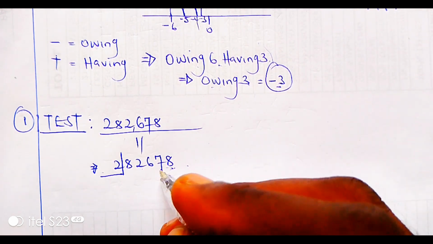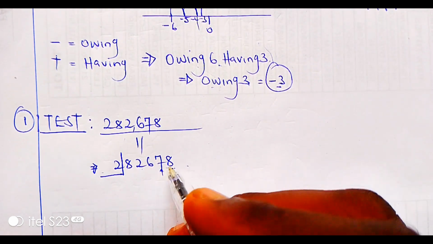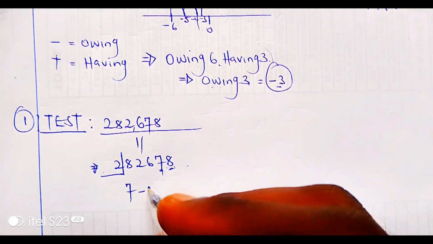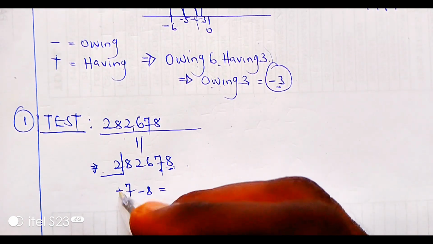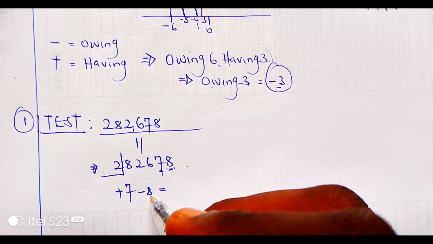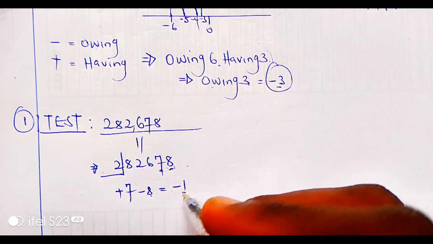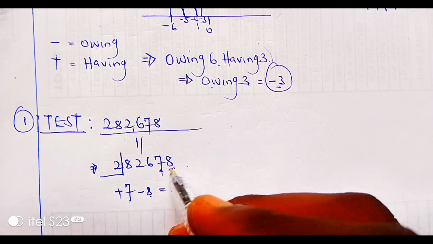So we have 7 and 8 first. This is going to be first, second, third, first from the back. So the second will minus the first: 7 minus 8. You have 7, you owe 8. What do you have then? You are owing 1, so minus 1. So 7 minus 8 is minus 1.